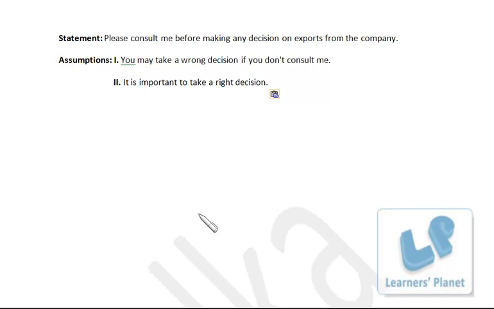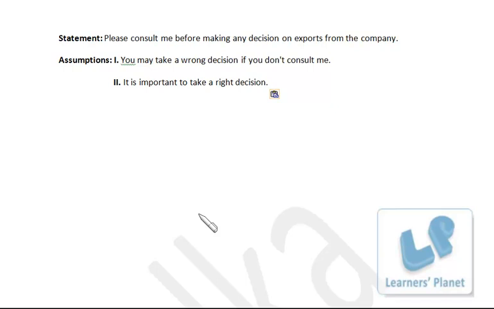By virtue of his less experience also he can take some right decision, but over here they are showing just the possibility, right? You may take a wrong decision if you don't consult me. There is a possibility of taking a wrong decision if no consultancy is there, right? So this assumption is really good and implied.